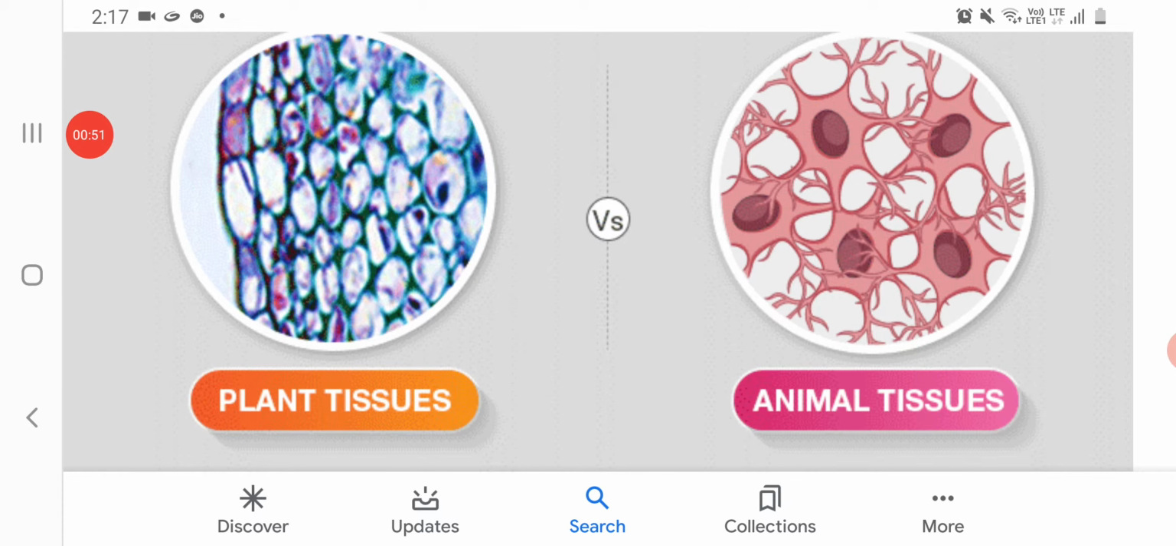Now you can observe different types of tissues. These are plant tissues and these are animal tissues. You can see the difference between them, right? Now let us differentiate a plant tissue and animal tissue.